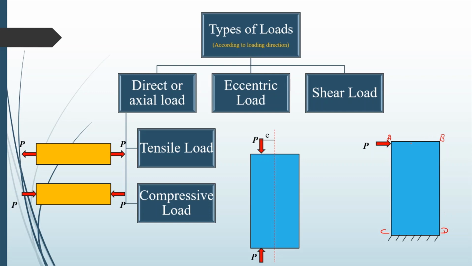So after application of force, this A may move to A dash and B may move to B dash. So you can see the structure after application of load P. Here we can say this is the result of this application of force in tangential direction. So the upper part of that body or component will be moving, but the lower part will be stationary. So this type of loading is called shear loading or shear load.